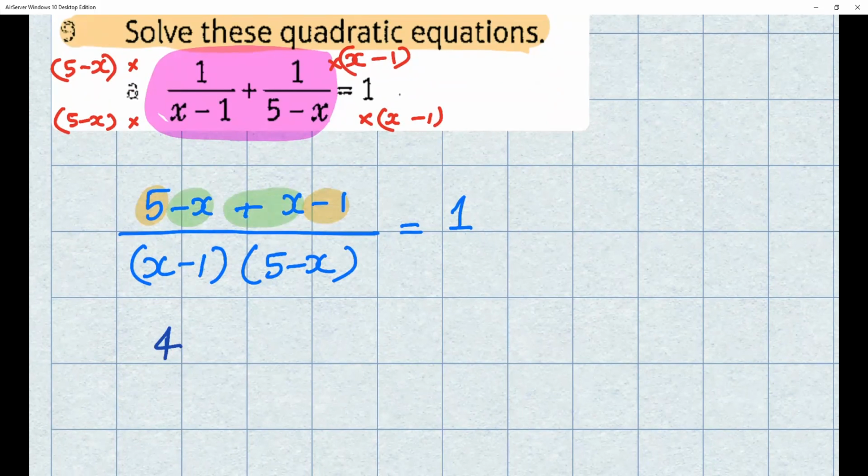You're doing the opposite. You do minus x. Minus x and x is nothing. Oh. It'll be 4, just 4 on top. Then you copy in the bottom.